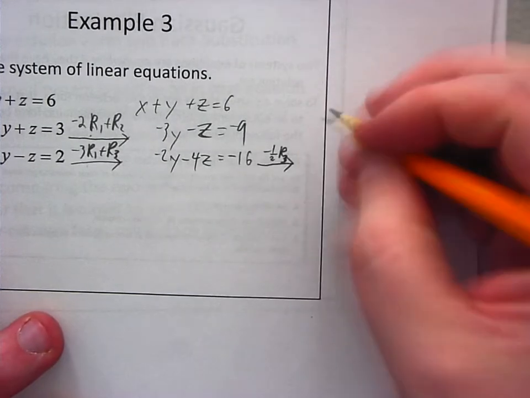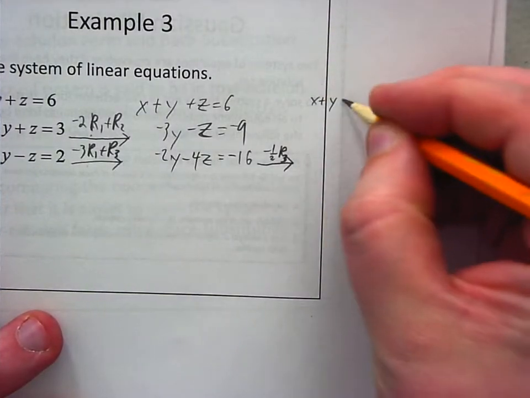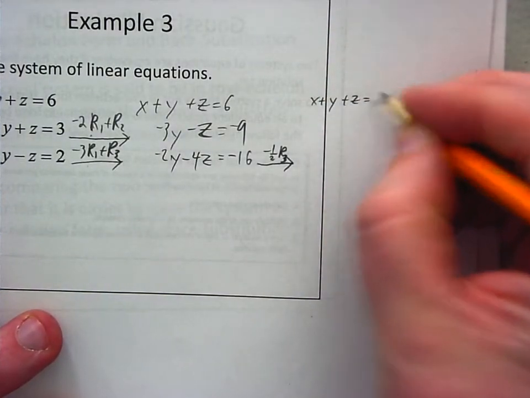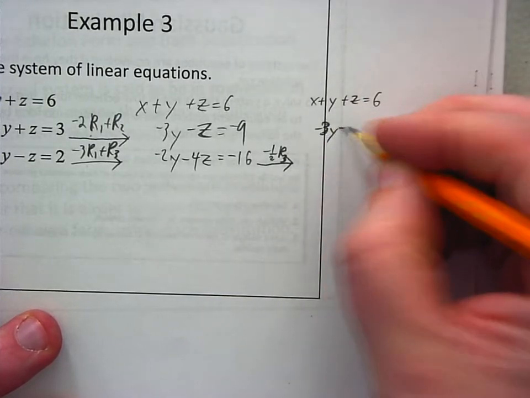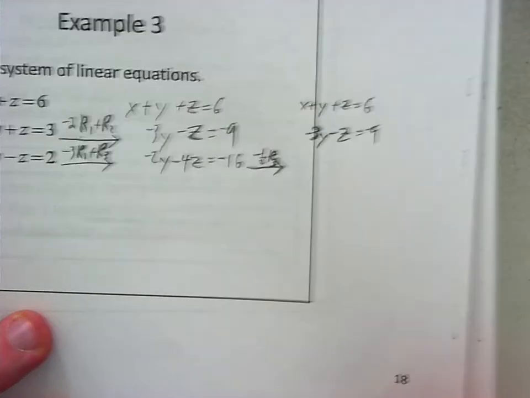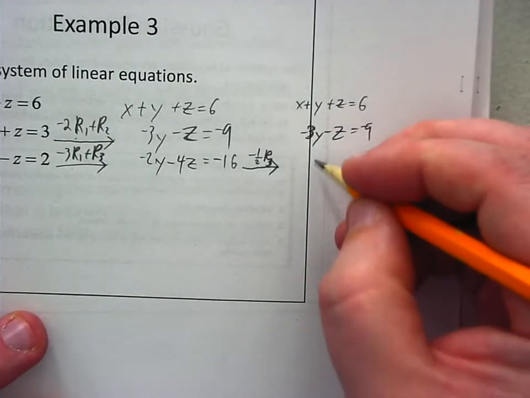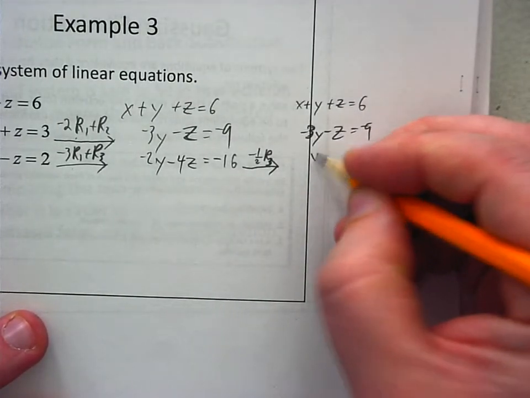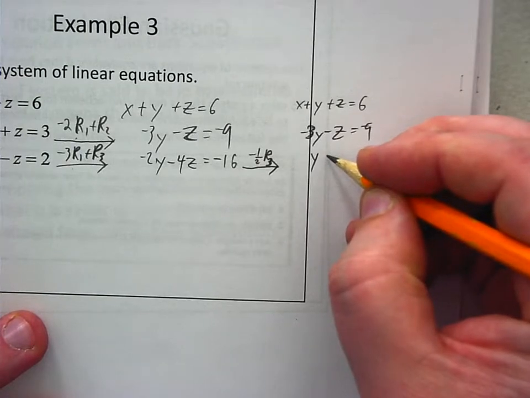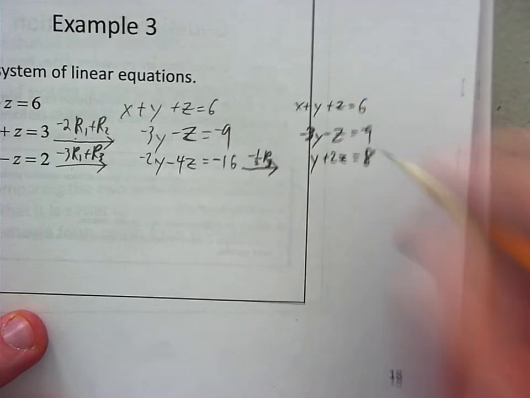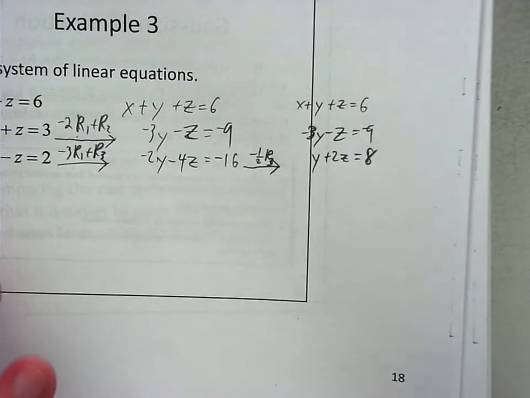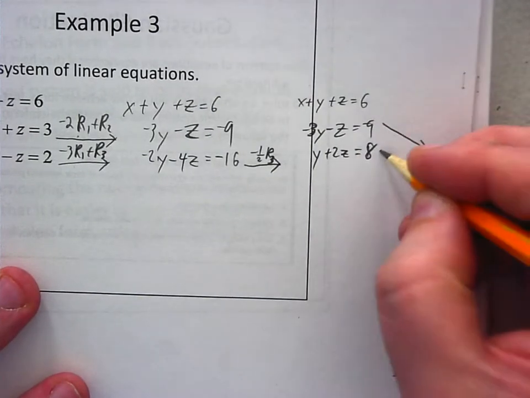So when I do that, top row I'm going to remain the same. Current row 2, I'm going to remain the same. So negative 3y minus the z is equal to negative 9. And the bottom row is going to turn into what? Equals 8. Now I'm going to swap those two rows. Okay? So I'm going to make this one go up here, this one go down here. I'm actually going to carry this down.